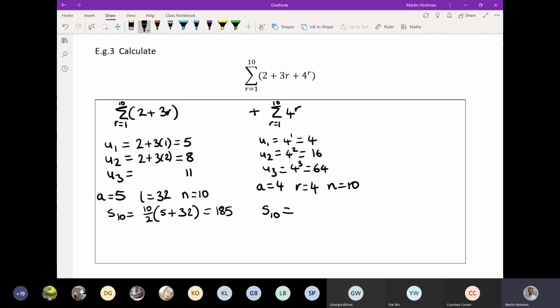So use a times 1 minus r to the power of n, over 1 minus r. Remember, you can actually do this as r to the power of n take away 1 rather than 1 take away r to the power of n, as long as you'd have r minus 1 on the bottom instead. But I'm just using the version where I've got 1 minus r to the power of n on top and 1 minus r on the bottom. When I do that, I get quite a big number here.